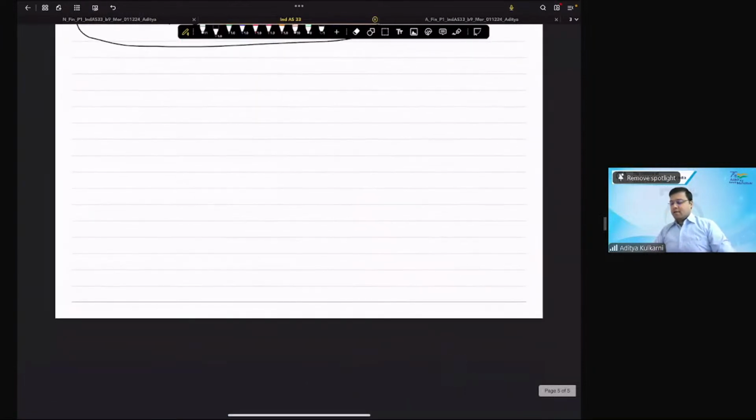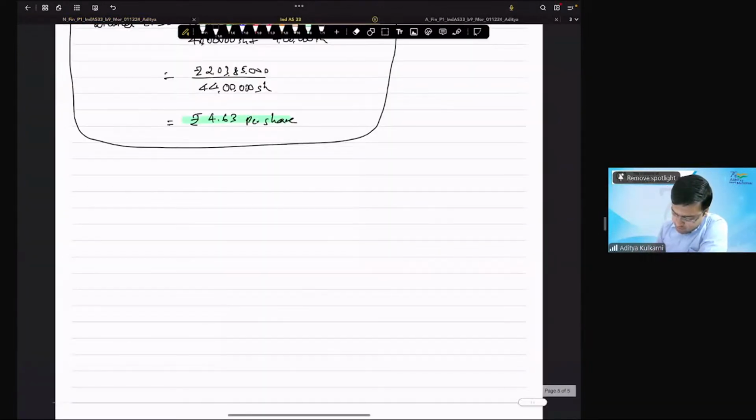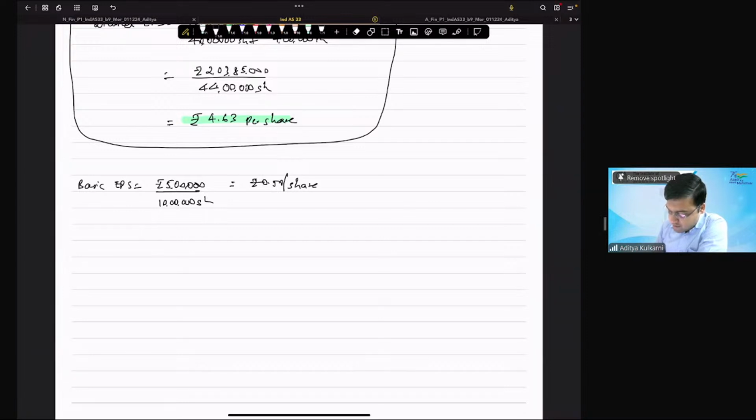If we have to repeat, let's start afresh. Okay, all right. Currently, earnings for the period is 5 lakhs and I'm having 10 lakh shares. So basic EPS is equal to rupees 5 lakh by 10 lakh shares, so rupees 0.5 per share. Is everyone okay up to here? Yes, sir.